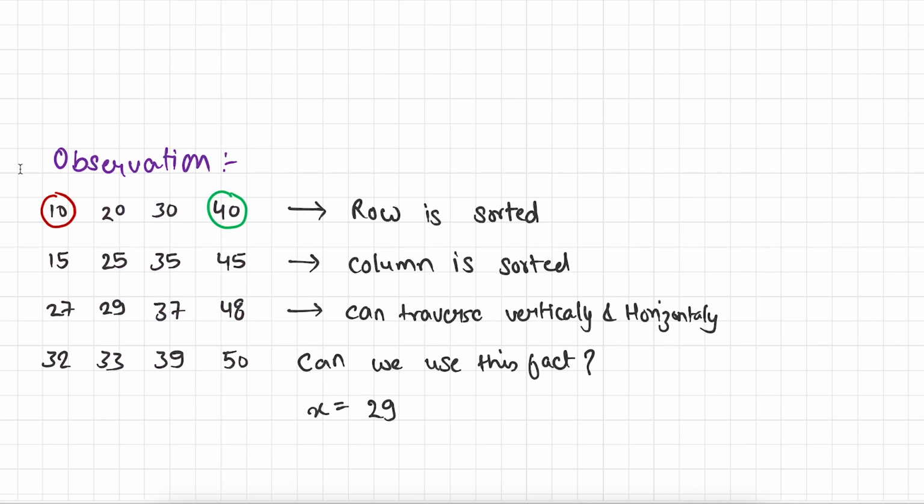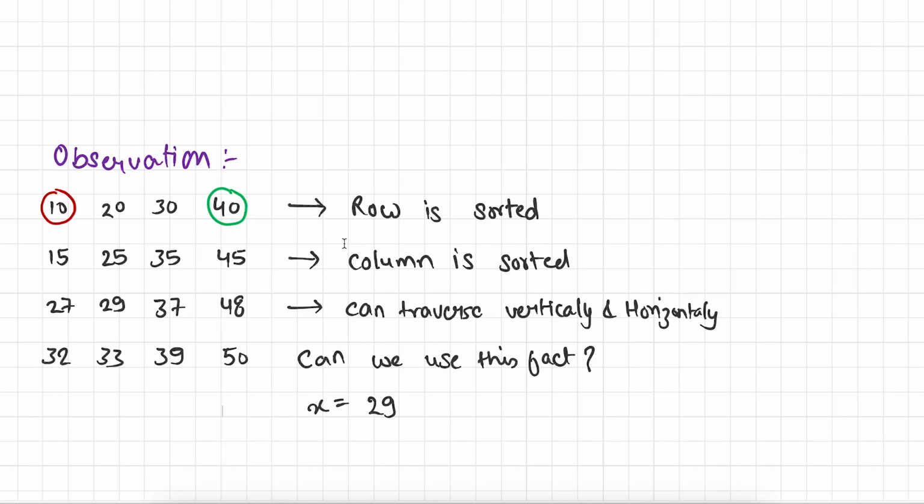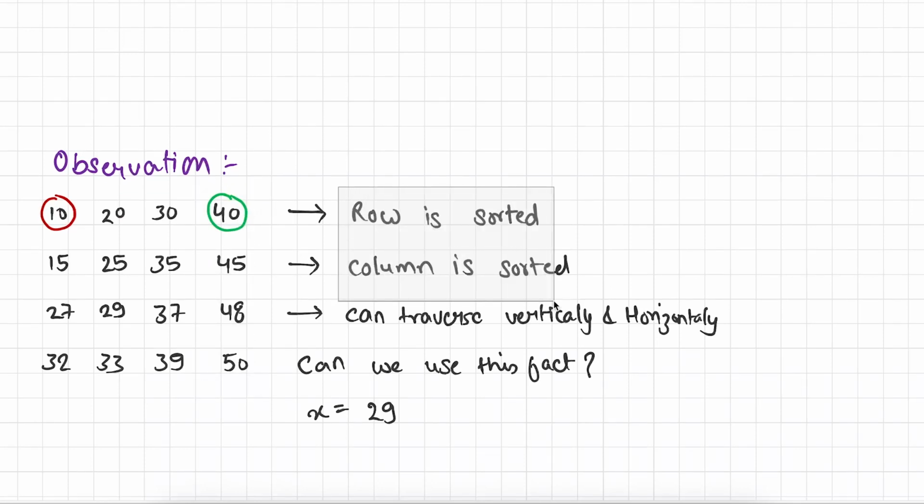Now, if you look at this matrix, you can observe three things. First, rows are sorted in ascending order: if you look at 10, 15, 27, 32, you can see that all the rows are sorted in ascending order. Similarly, columns are also sorted in ascending order: 10, 20, 30, 40, 15, 25, 35, 45, and so on. The third thing to observe is that we can traverse vertically as well as horizontally. In a matrix we can go from left to right or right to left, or from top to bottom or bottom to top. And the two facts about rows and columns are already given in the problem.